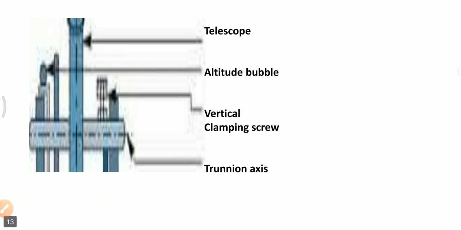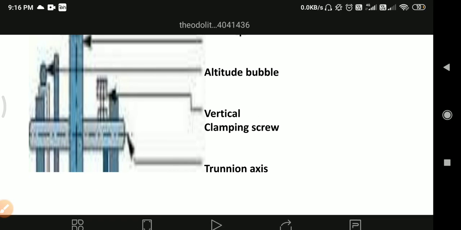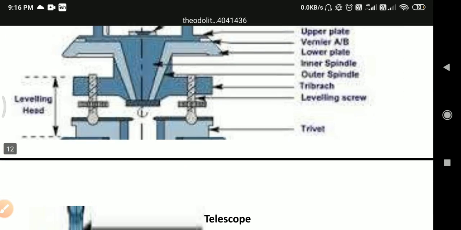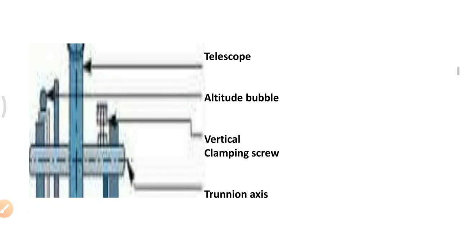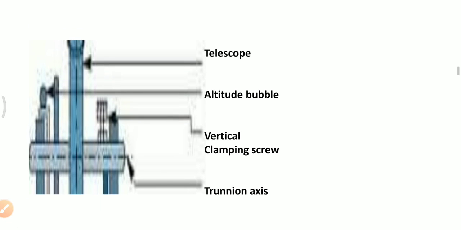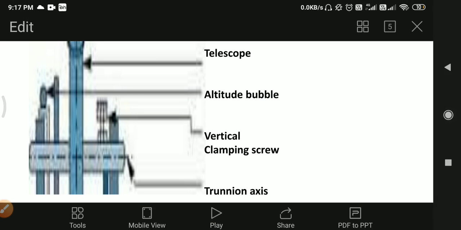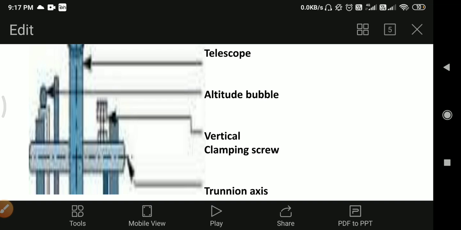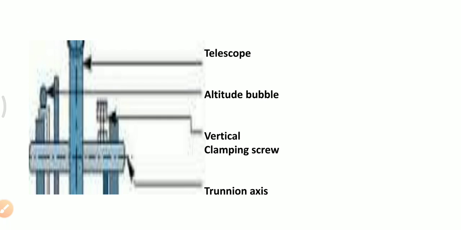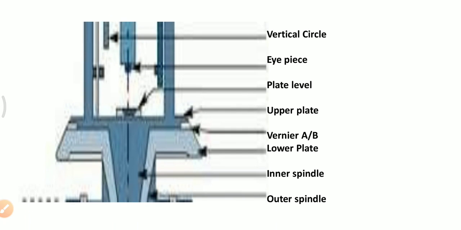Here is an enlarged image of the telescope, as we saw as the first part. The telescope consists of two vanes, eye vane and object vane. This is the altitude bubble tube. This is the vertical clamping screw and this is the trunnion axis. The horizontal axis is called the trunnion axis and this is the vertical axis. So these are the enlarged images of the theodolite.